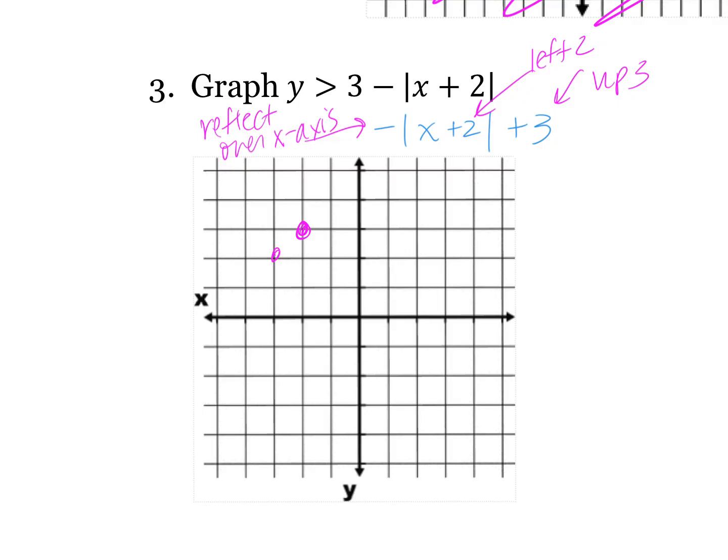We got to face down. So that's my vertex. Then I'm not going to make it any skinnier or wider. I'm just going to go ahead and do a slope of 1, -1. Solid or dashed? Good.